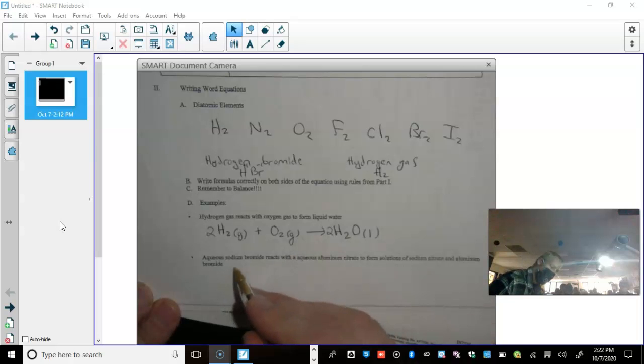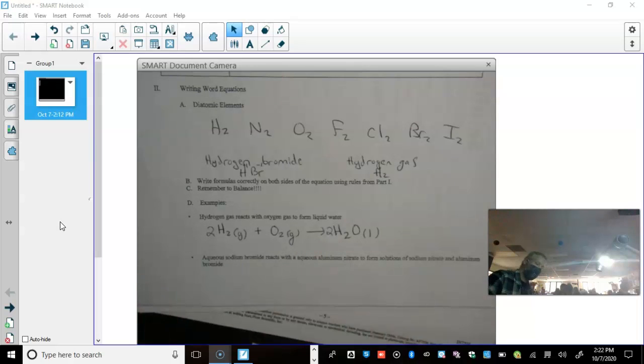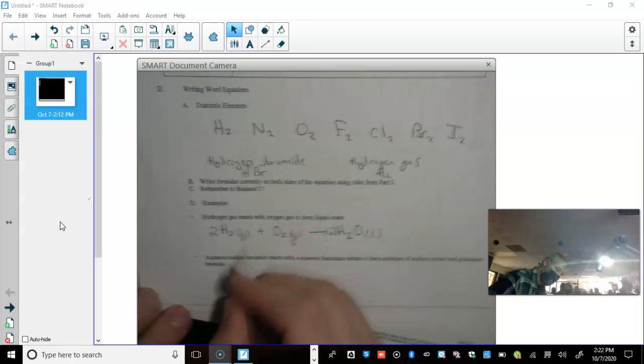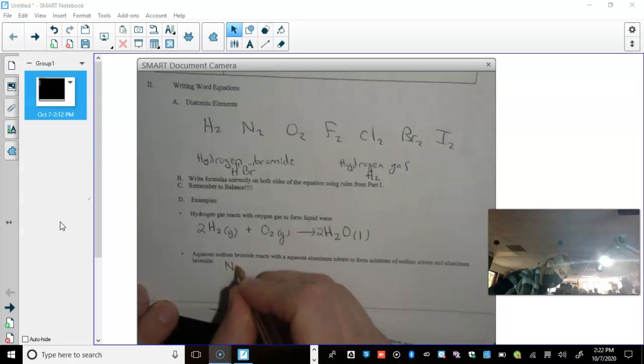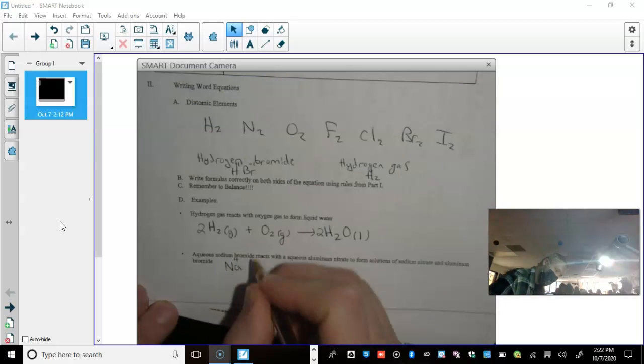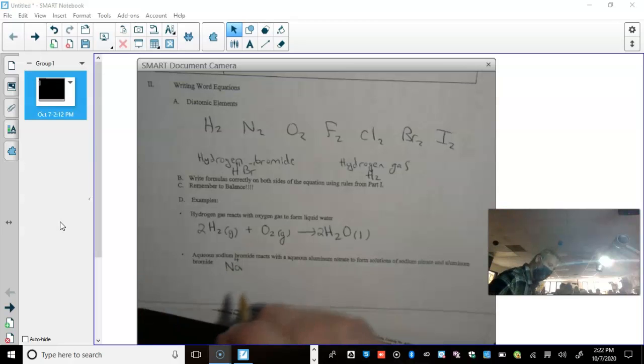So, aqueous sodium bromide. So sodium, who knows what sodium is? Sodium, element symbol for sodium. Number 11. Na, you got it, yes. Oh, you did? Oh, sorry about that. Can't hear well with this mask on here.